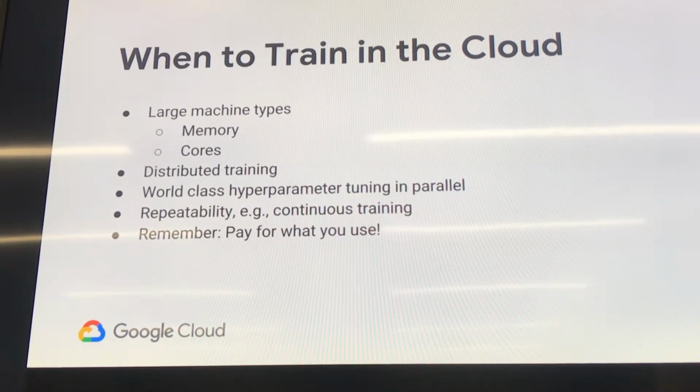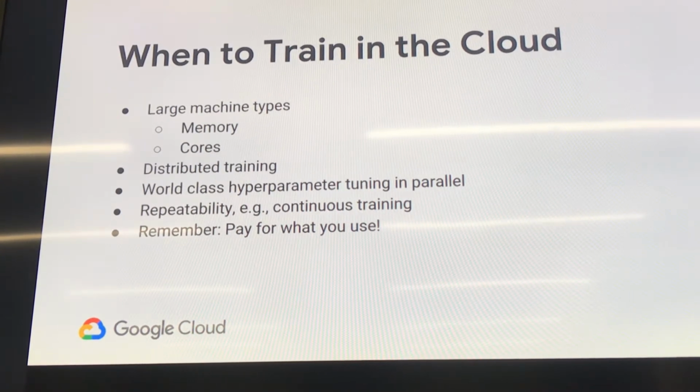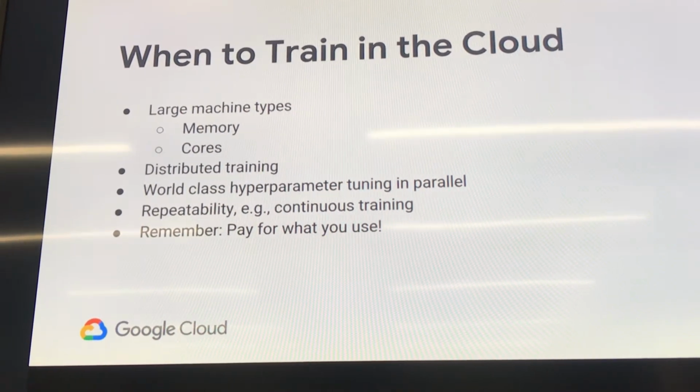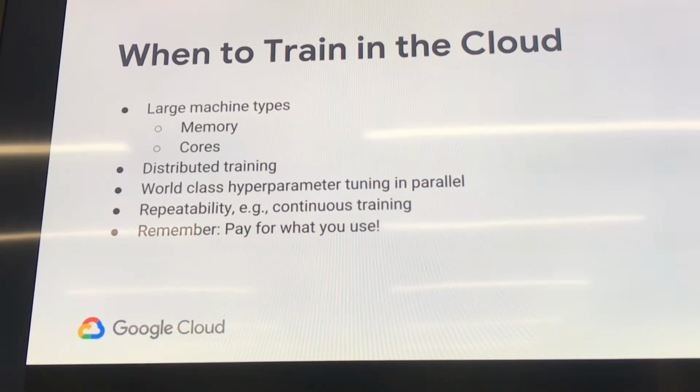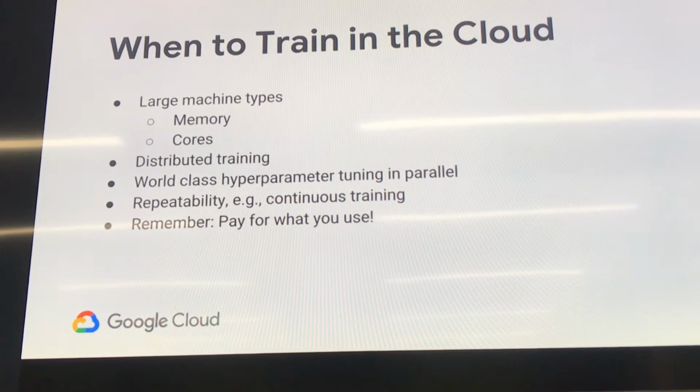In the cloud, you can get really large machine types. How many of you guys have 96 cores sitting under your desk? If you do, I want your machine. I can't remember what we cap out at, but I think it's somewhere like a terabyte of RAM. We have machines that have that much memory.